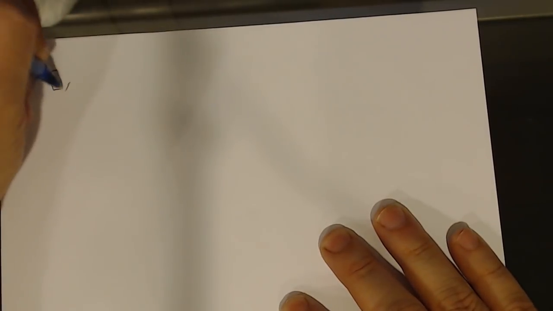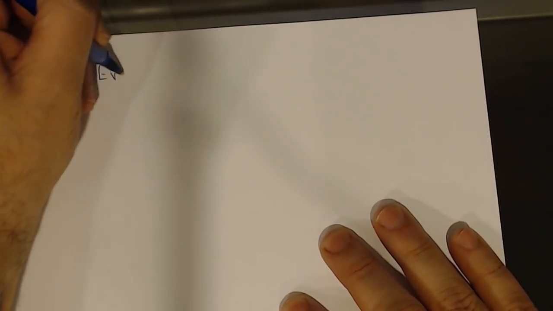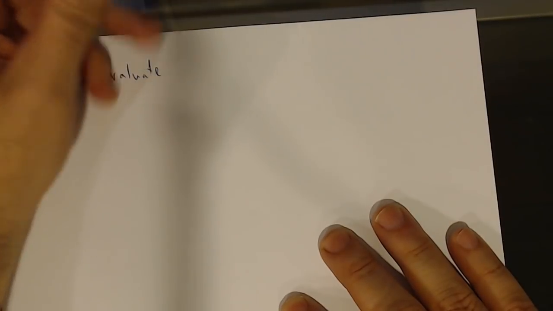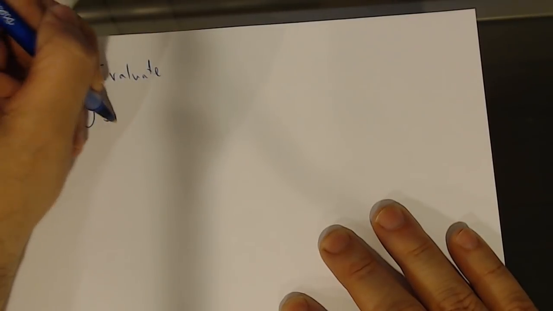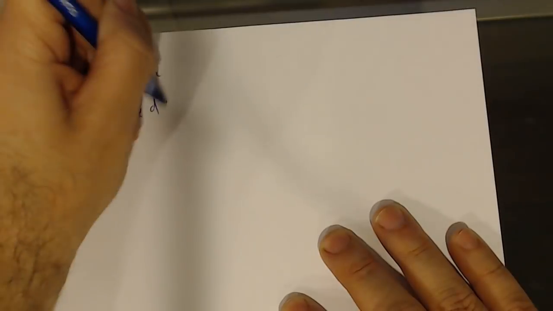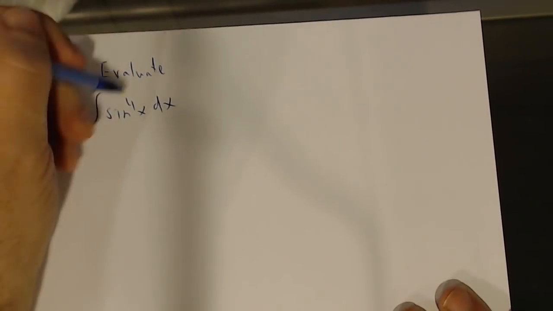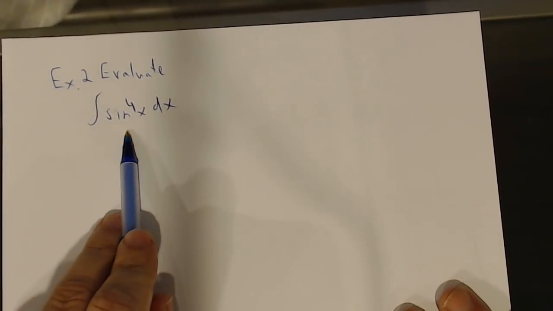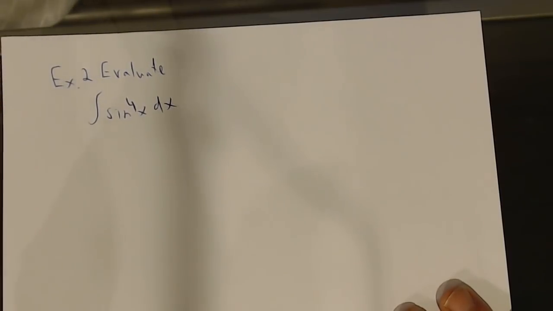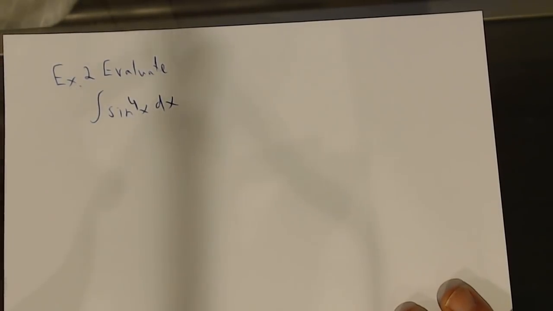So for example 2, we're going to say evaluate the integral of sine to the power of 4x dx. Now, here's the problem. See, I have sine to the power of 4, and I don't have any cosine. So the only trig function I have is to an even power. So guess what we said? We have no choice but to use the half angle identity.